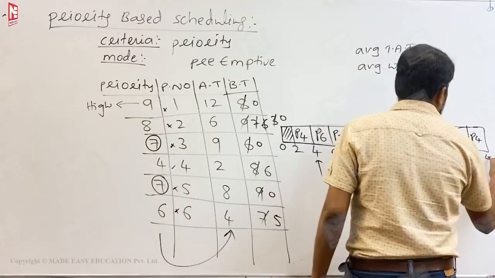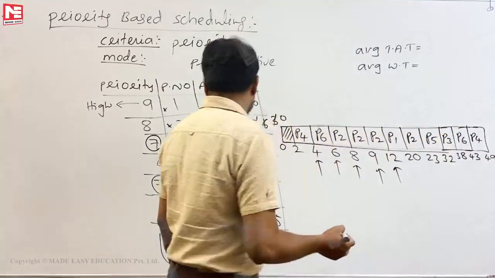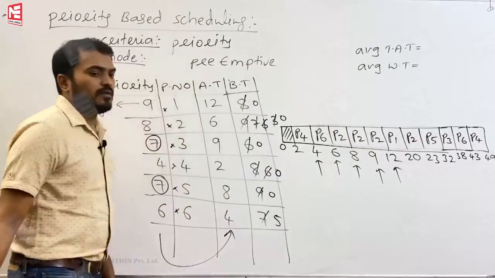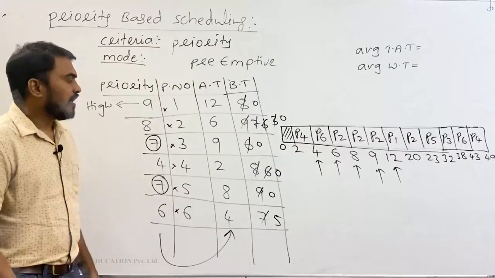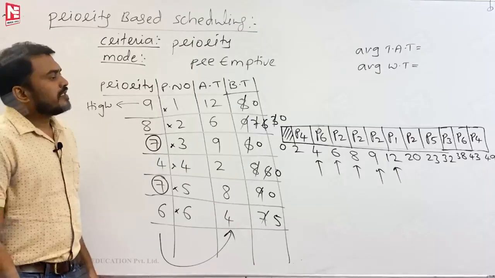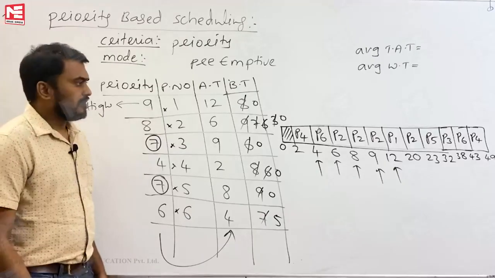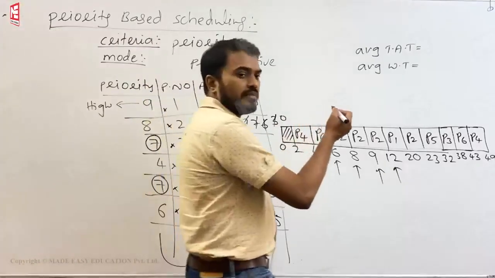So that is 49, correct? Check the values properly. This is how you have to solve the problem. Make the proper calculation, take out the completion time, and find out the answer. Right, tell me the answer.